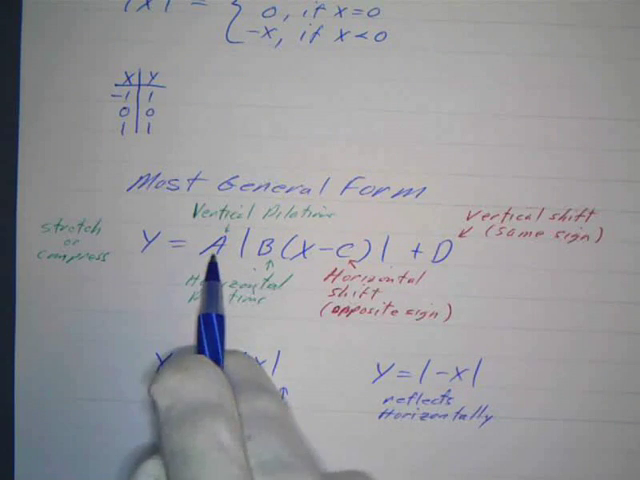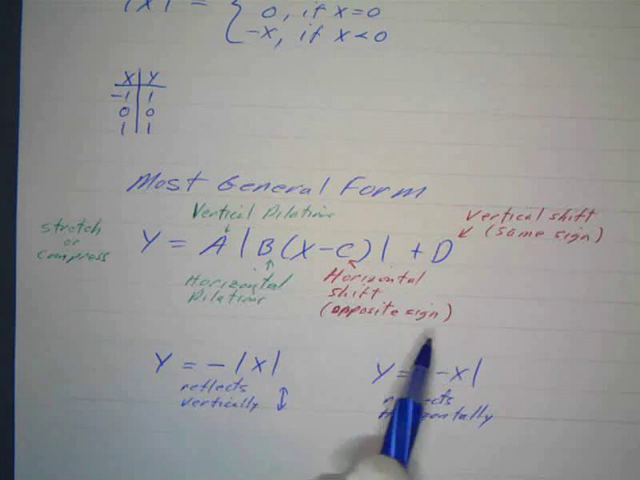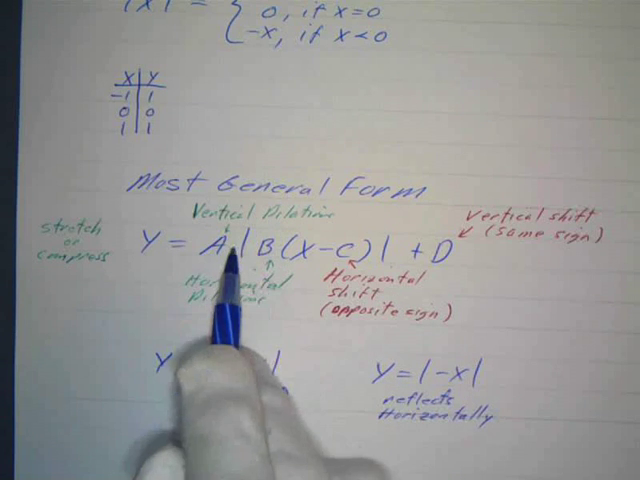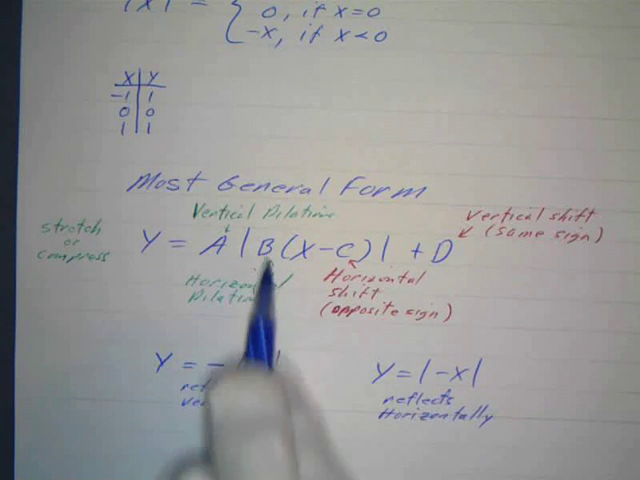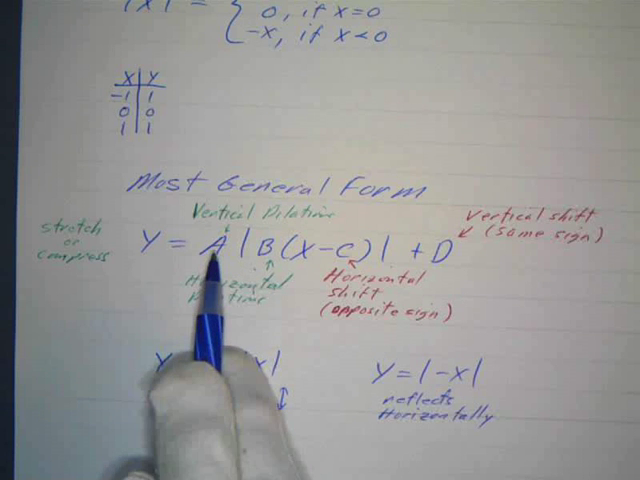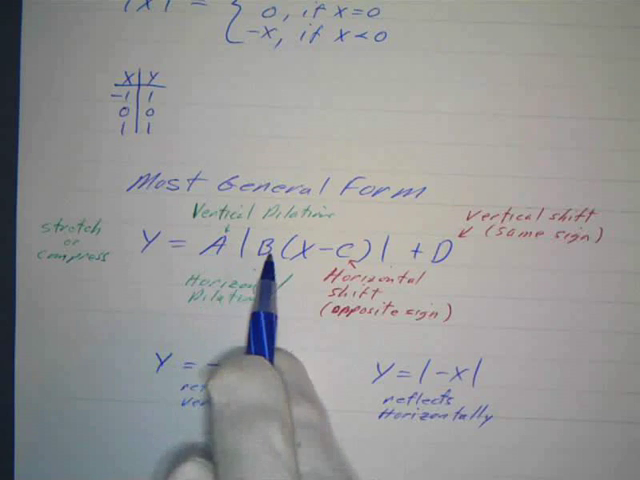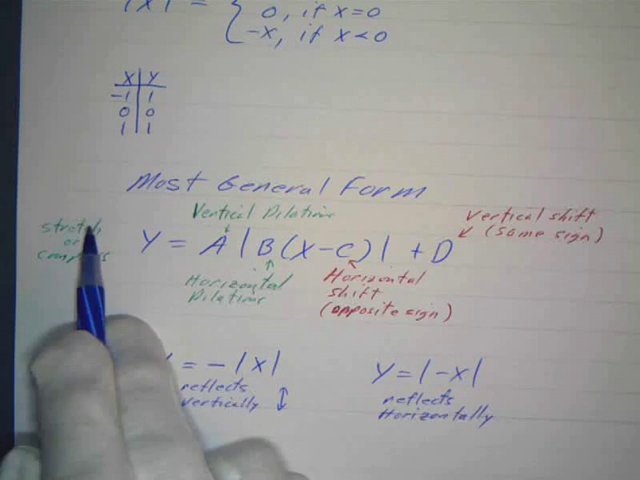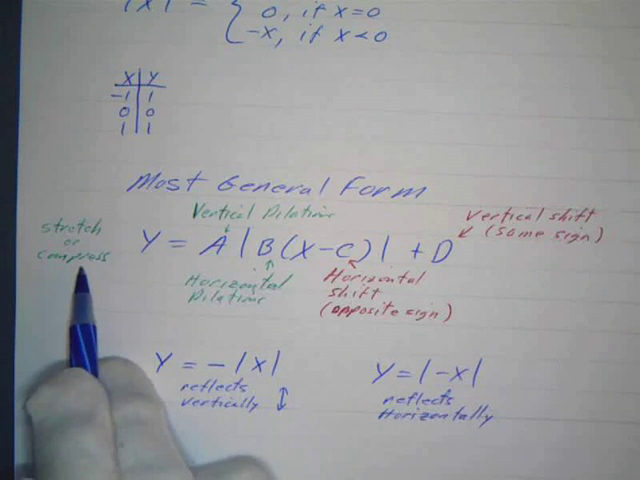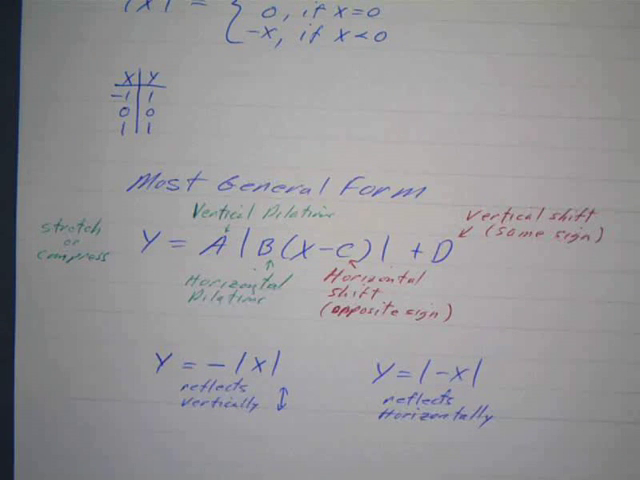And then these positions, a outside and b inside the absolute value sign, are what we call dilations. This will be a vertical dilation. This will be a horizontal dilation. Depending on whether these numbers are greater than 1 or between 0 and 1, this will cause either a vertical stretch or compress or a horizontal compress or stretch. And they kind of work opposite, so you have to go into that in a little more detail. We talked about that in class.